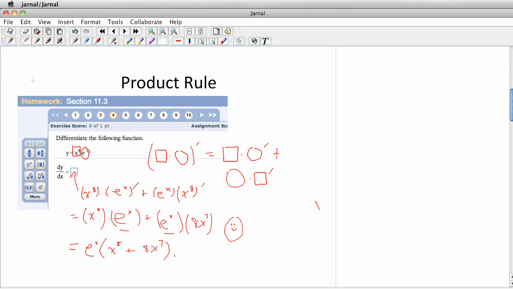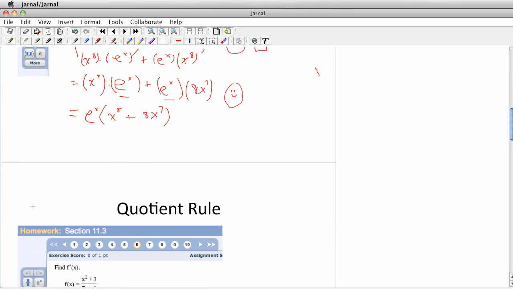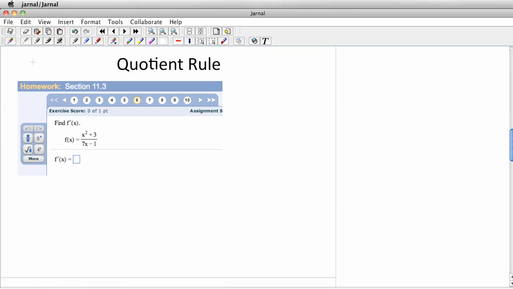So that's about as much as you would ever want to do. But like I said, the thing I wrote here is good enough, and so you shouldn't try to algebraically simplify stuff if you don't have to. The quotient rule is similar.